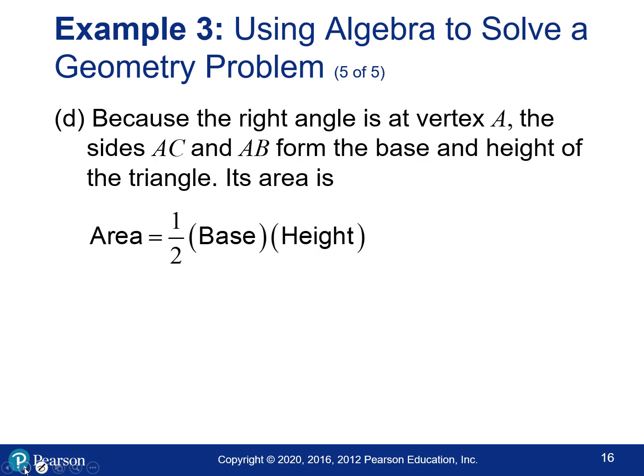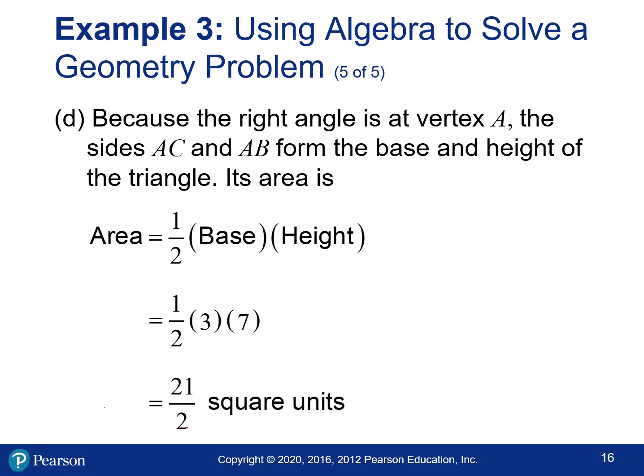So we just fill in our values. So either leg can be the base, either leg can be the height. But I'm just going to say the base was 3, the height was 7. So that times 1/2, and we have 21 halves square units, or 10.5 square units. And since it's area, that's why our units are squared. So let's say it was inches, we would say square inches.